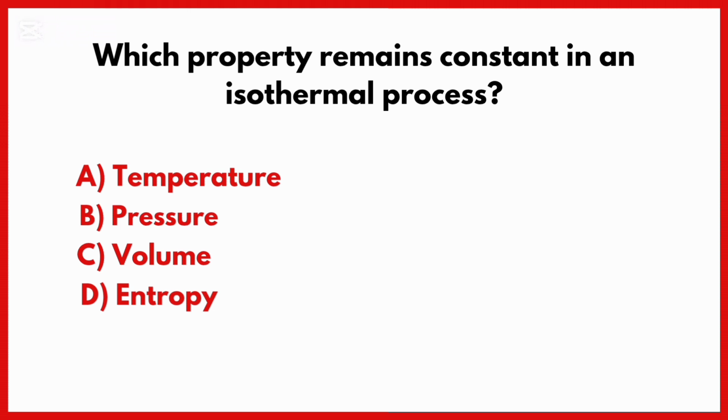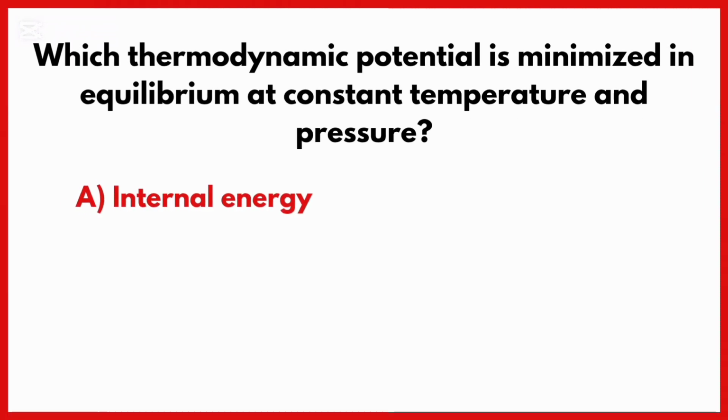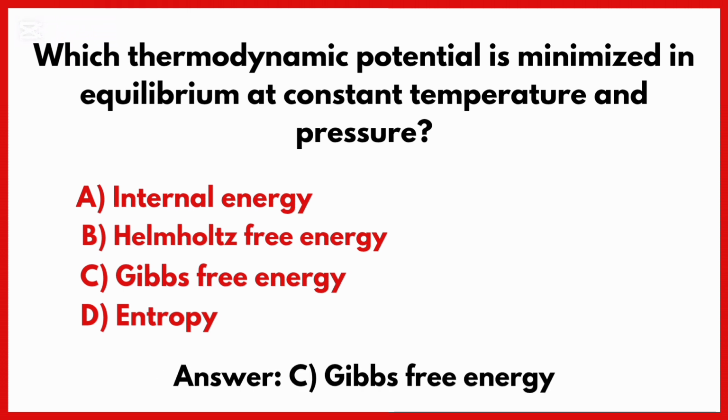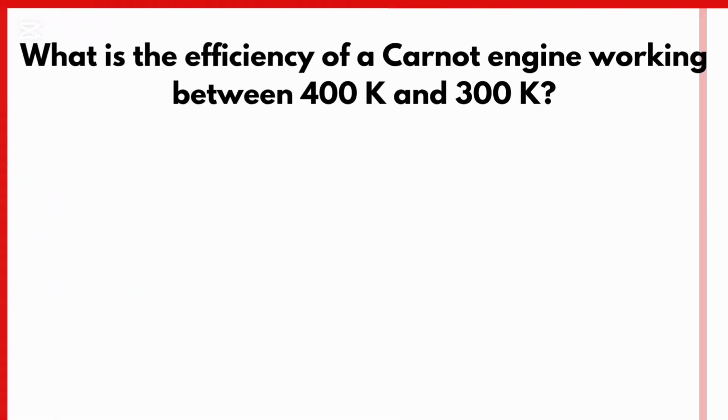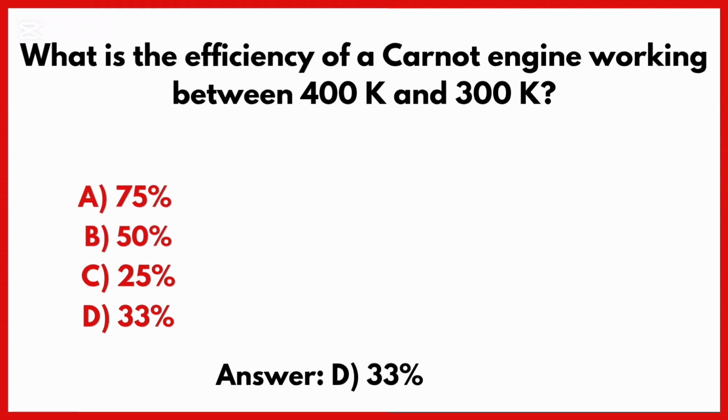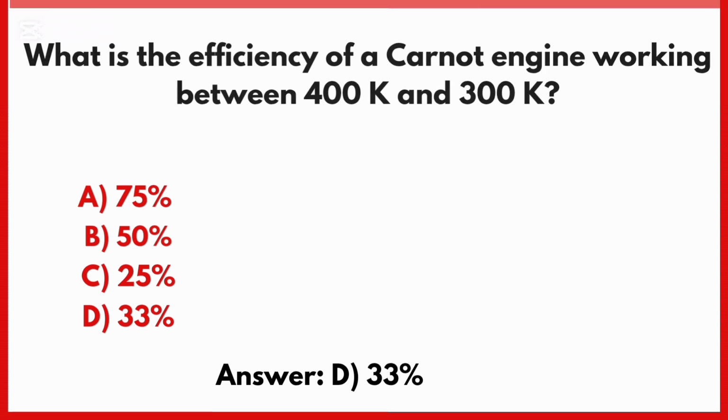Correct answer is option A, temperature. Which thermodynamic potential is minimized in equilibrium at constant temperature and pressure? Correct answer is option C, Gibbs free energy. What is the efficiency of a Carnot engine working between 400 K and 300 K? Correct answer is option D, 33%.